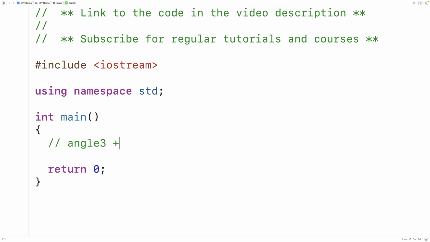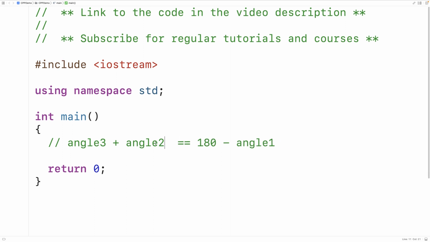So angle 3 plus angle 2 plus angle 1 is going to be equal to 180. So assuming that the user is going to give us angle 1 and angle 2, we could rearrange this equation to solve for angle 3. We could move angle 1 over to the right-hand side of the equation, and we would have 180 minus angle 1. We could move angle 2 over to the right-hand side of the equation, and we would have minus angle 2. And this is how we could calculate angle 3 if we had angle 1 and angle 2.